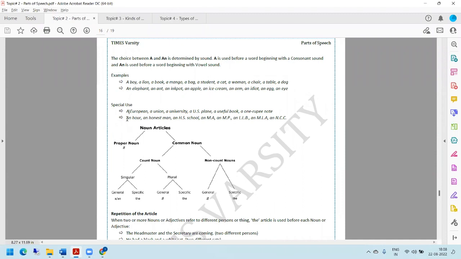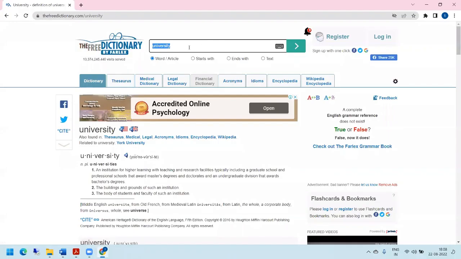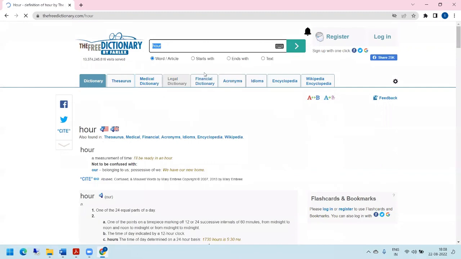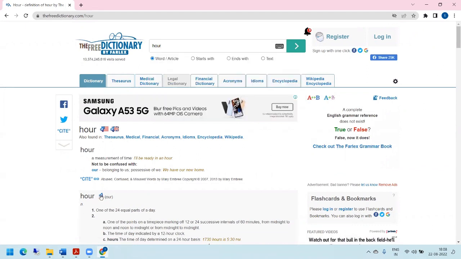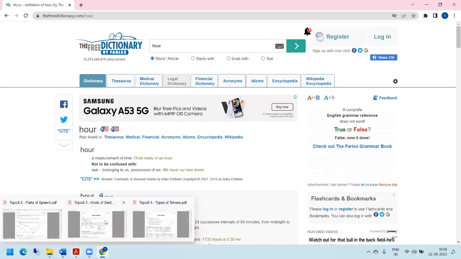Now, let's take some other examples. Like here it is mentioned "an hour". Logically, since it is H, which is a consonant, it should be "a", but "an" is used. So let's see why. The spelling is H-O-U-R, but if you look at the pronunciation, it's "hour". In spelling it is starting with an O sound. Similarly, some other examples.